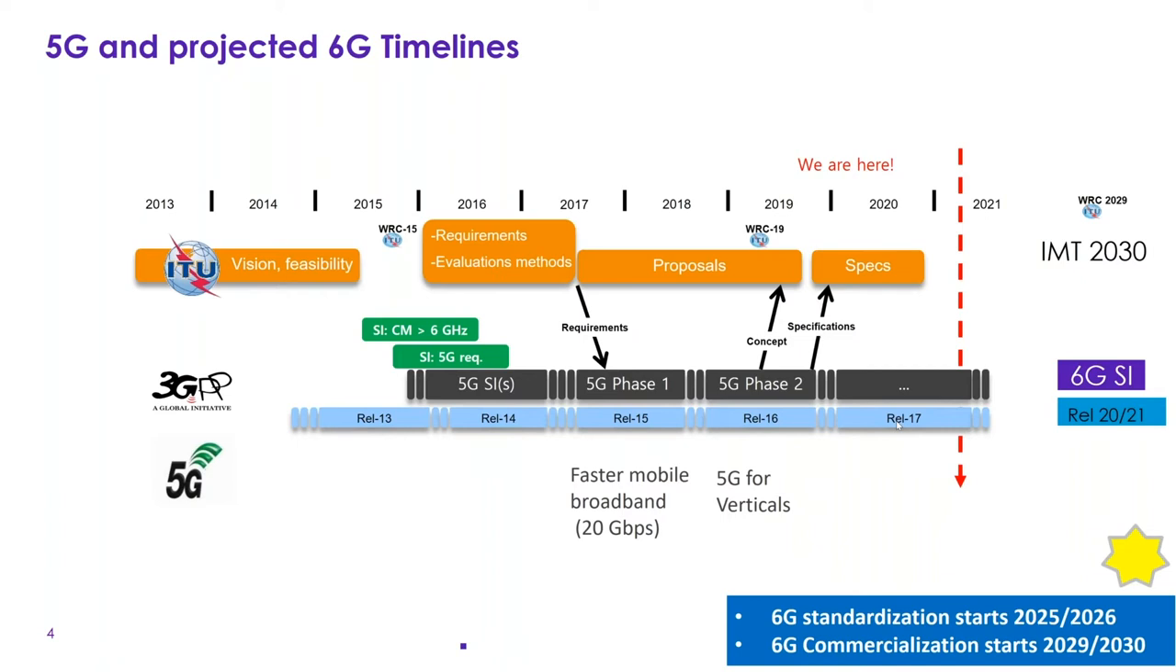So basically 3GPP creates updates of the technology, and these are releases. So release 14, release 15, release 16, release 17. Now the first phase of 5G, which was release 15, this really was focusing on developing technologies and then products which offer faster mobile broadband.